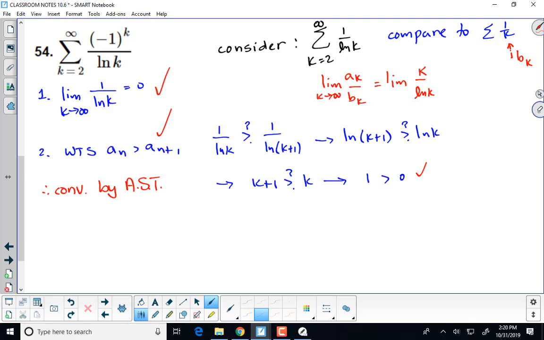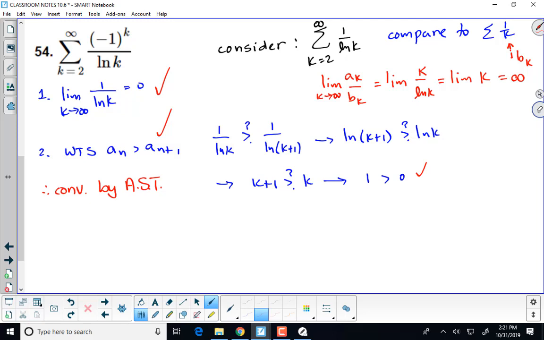Okay, limit as k goes to infinity, L'Hopital's rule. So we're going to take the limit. The derivative of the numerator is 1. The derivative of the denominator is 1 over k. 1 divided by 1 over k is k. And that is infinite. And what did the limit comparison test tell us? It's infinite.